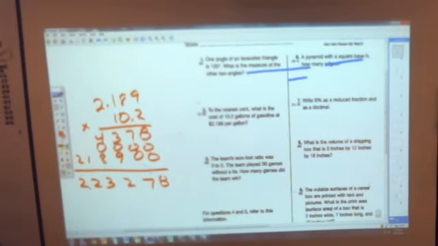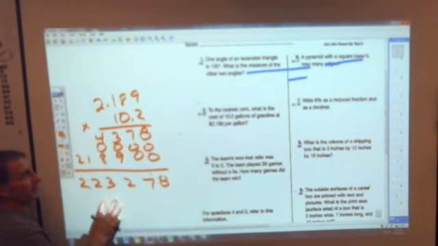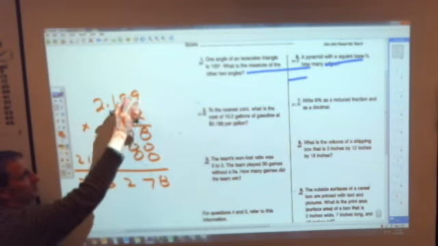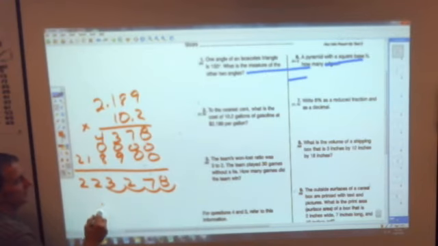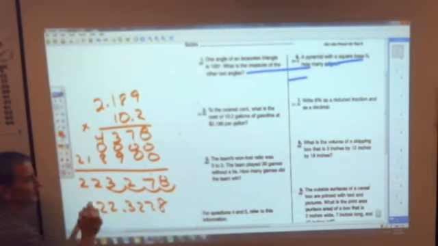Okay. So here's the deal. How do you multiply decimals? You count decimal places. 1, 2, 3, 4. Come back 4 places. 1, 2, 3, 4. So I have 22.3278, and that's dollars.